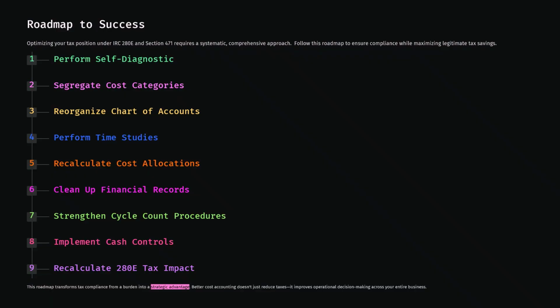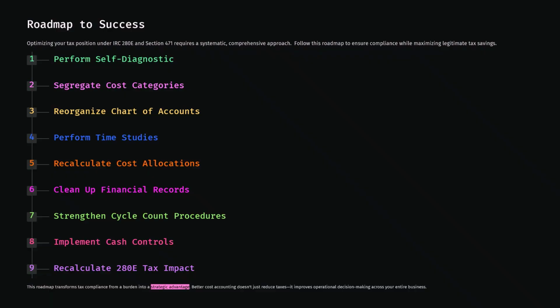Step 8, implement cash controls and IRS Form 8300 compliance. Cash-based operations need vault procedures, dual sign-offs, daily reconciliation, and clean paper trails. Don't forget, every cash receipt over $10,000 requires IRS Form 8300 to be filed. That's a federal requirement. Step 9, then recalculate your 280E tax impact.